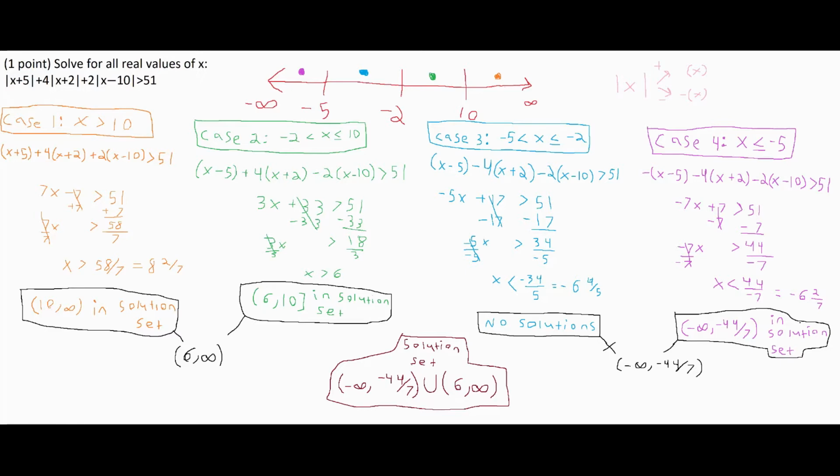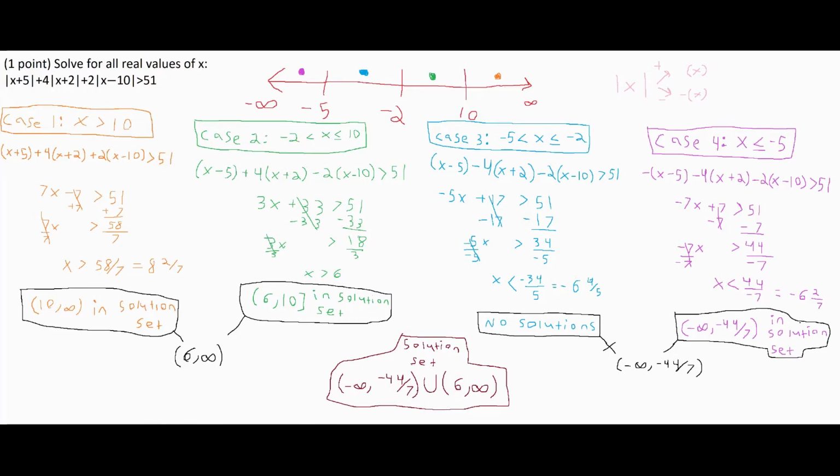So case 3 will have no solution, because x being less than negative 6 4/5 doesn't actually fit anywhere into the interval. And if you try to make it fit, the interval would just look like negative 5 is less than x is less than negative 6 4/5, which doesn't actually make any sense. So this interval would have no solution to it.